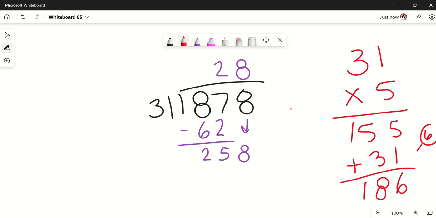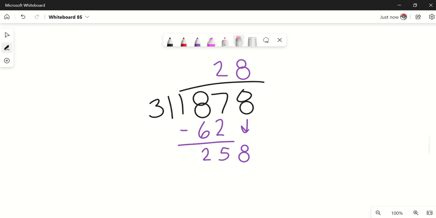So, guessing and checking are exactly just that. Guessing, you guess what number you think it will go into it to get close to it, and you check. And there's no hidden meaning there with that name.